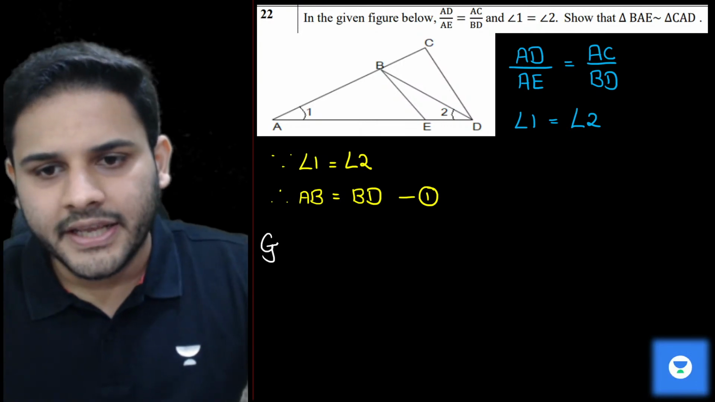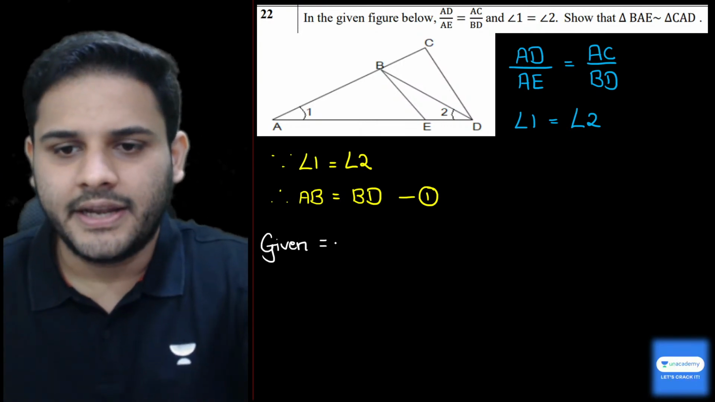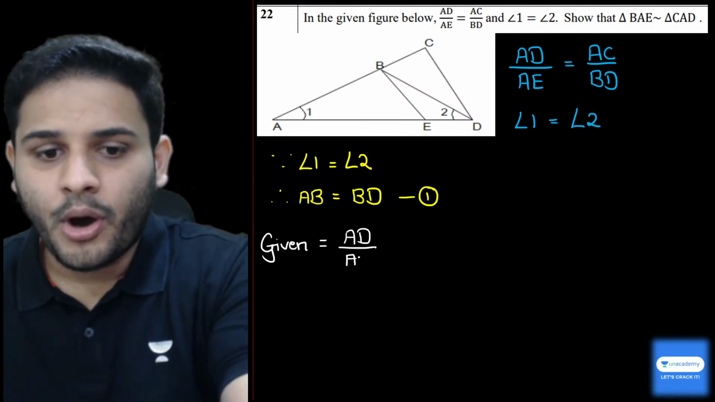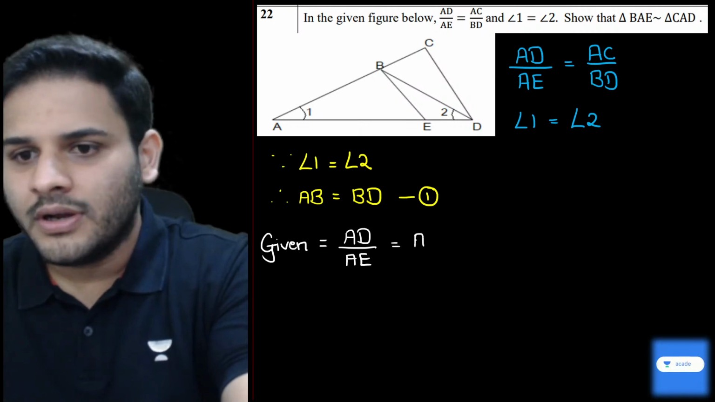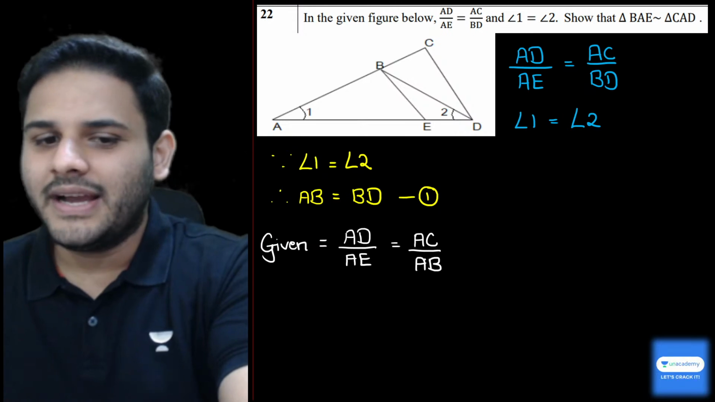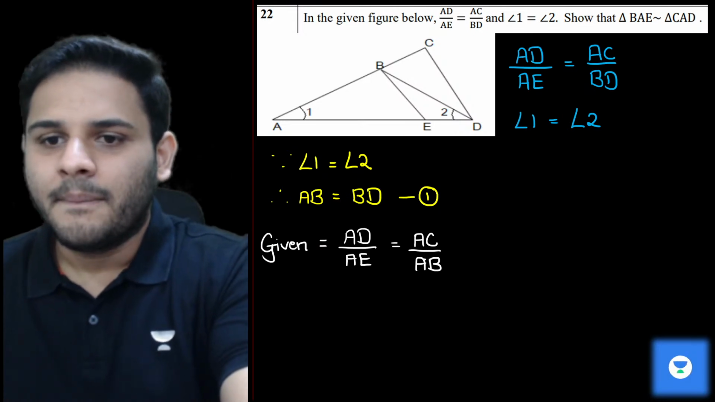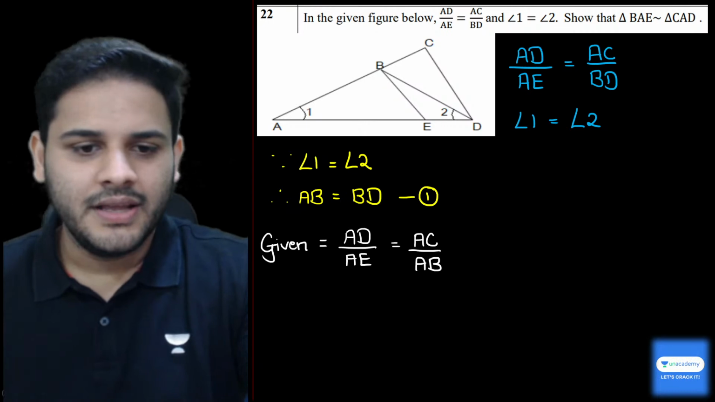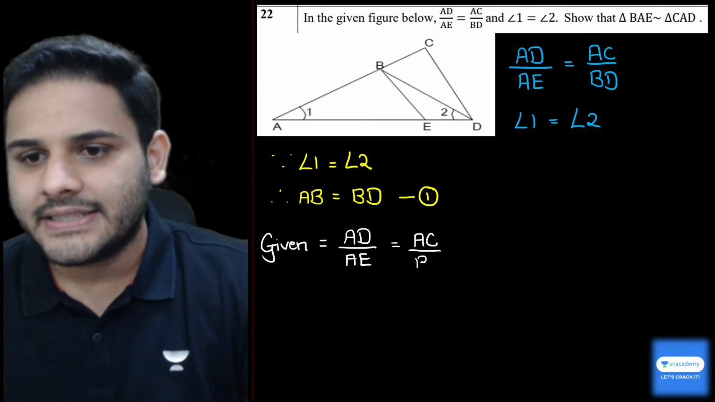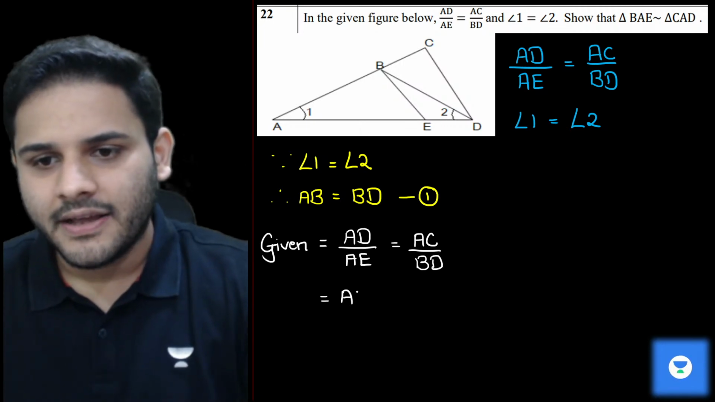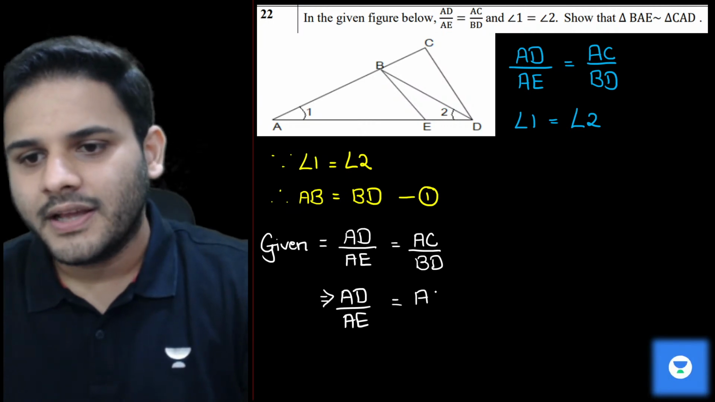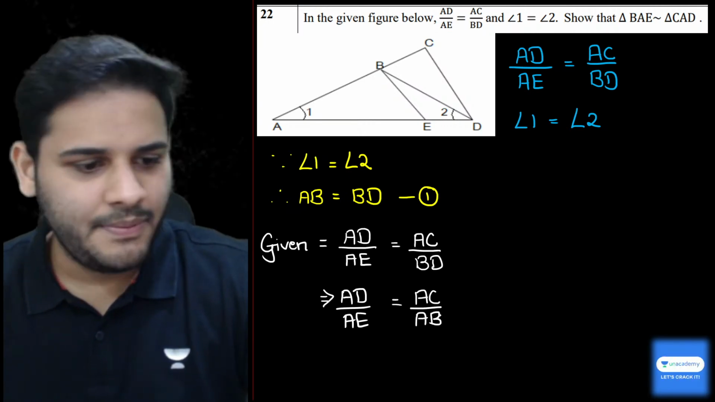It is already given to me that AD upon AE is equal to AC upon AB. This is given. Instead of BD, what have I written now? If you can see here, instead of BD what will I write? AC upon BD. So can I write AD upon AE is equal to AC upon AB?